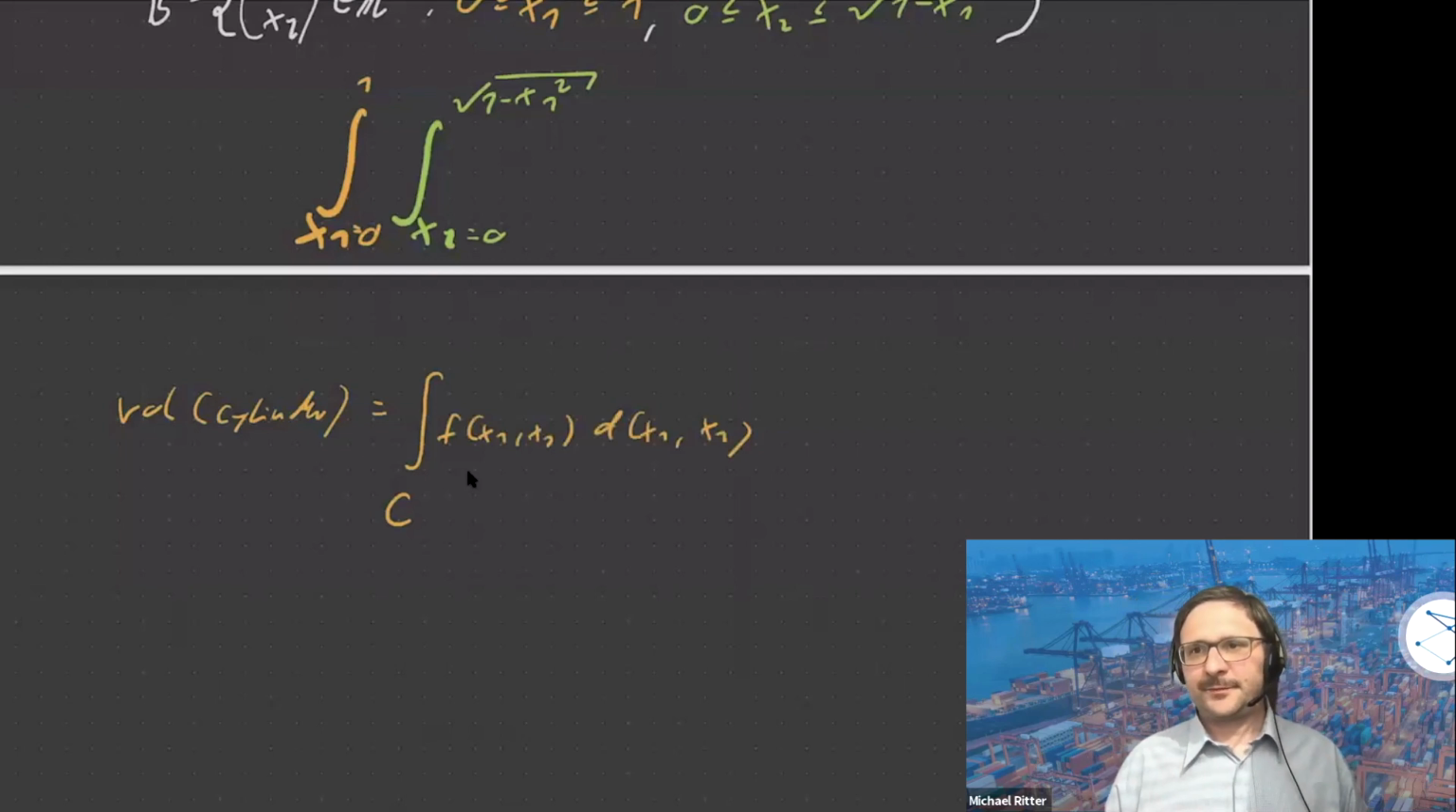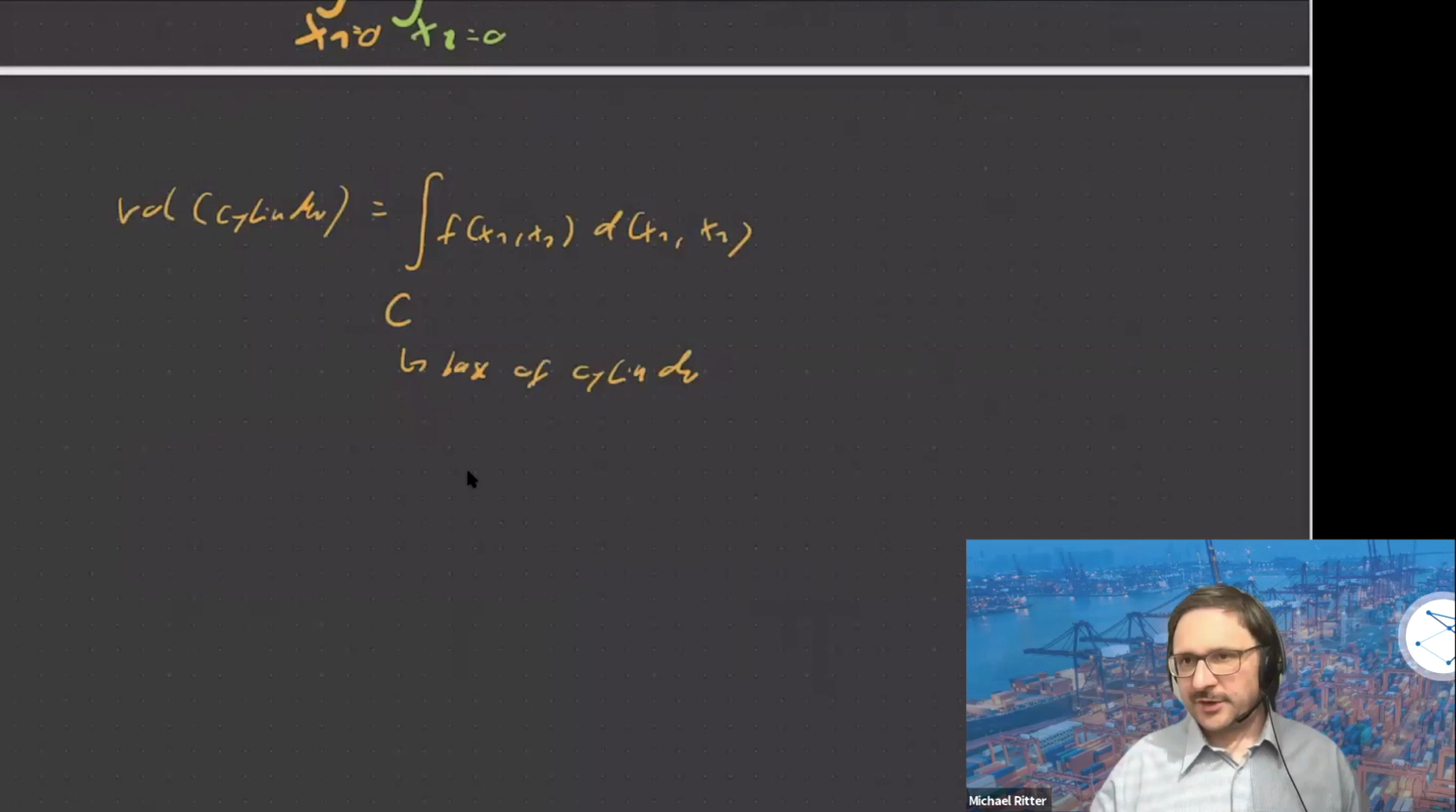And we just need to compute that function f of x1, x2, dx1, dx2 over the cylinder C, where C is the base of the cylinder, sorry. So that's the base of the cylinder. And then, of course, we need to come up with a description of that base.